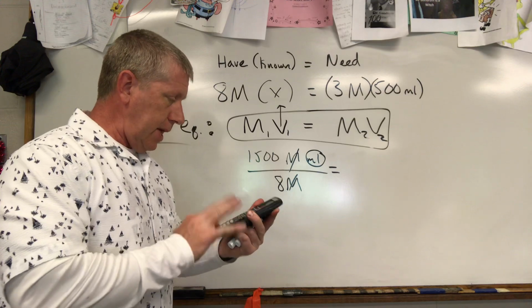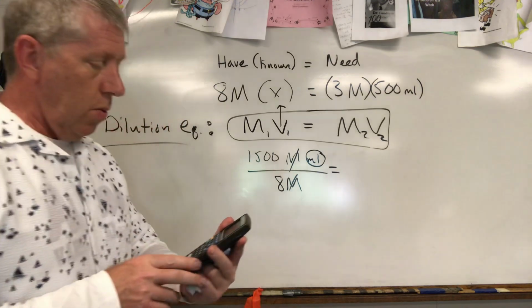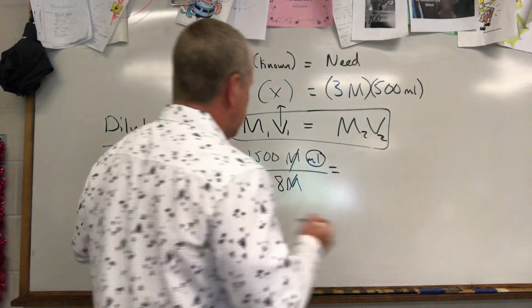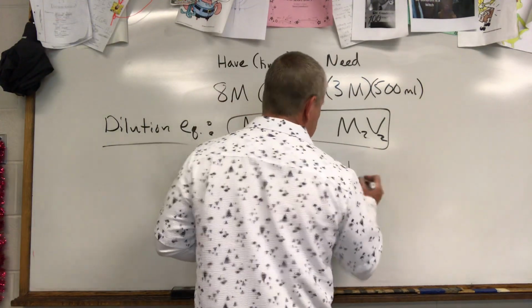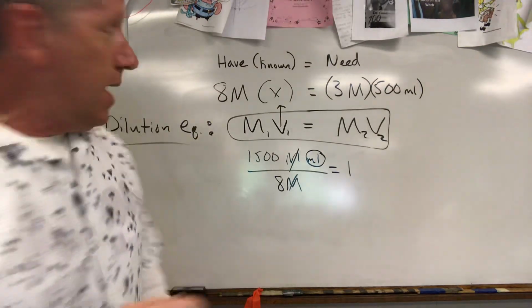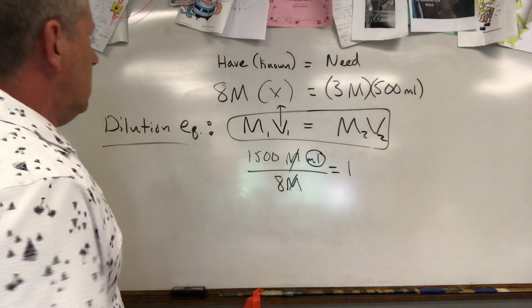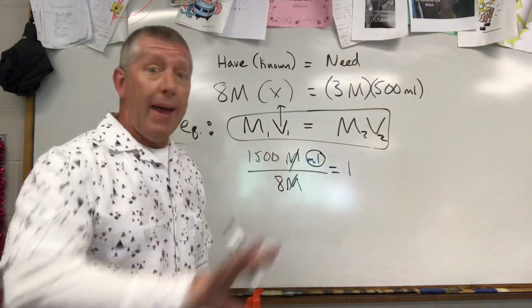1500 divided by 8 comes out to be 187.5. I said 187.5, but I want to keep this with 3 sig digs.